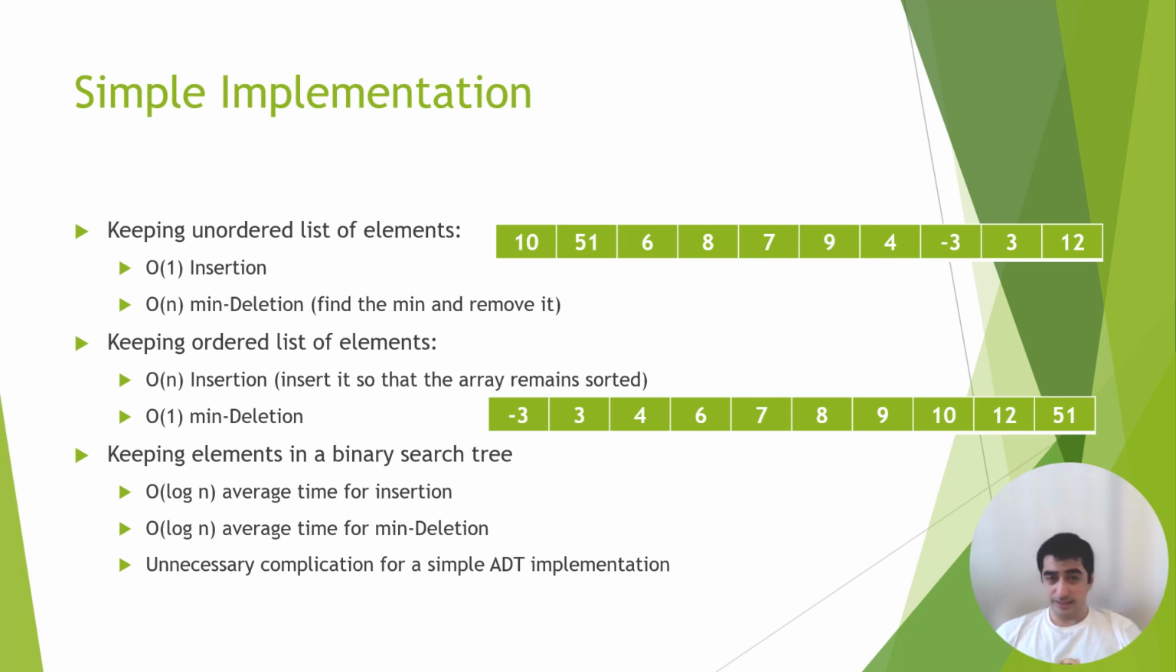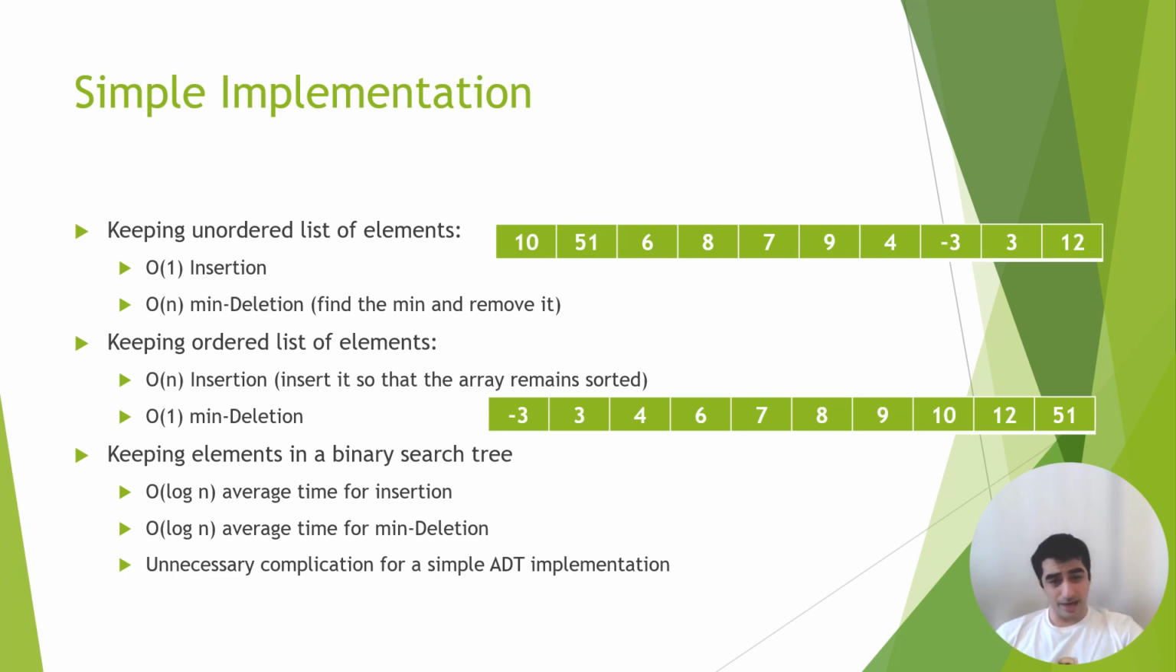The third choice for implementing a priority queue is to use a binary search tree. A binary search tree is a very interesting data structure. We use it to store a set, but you can also use it to store a priority queue.